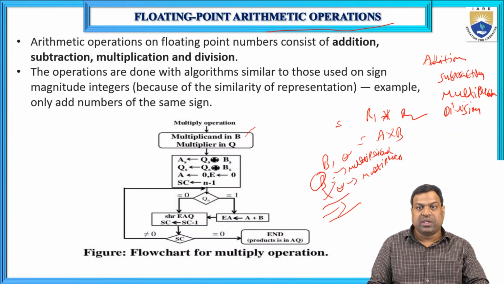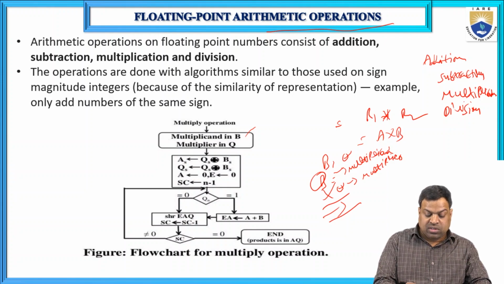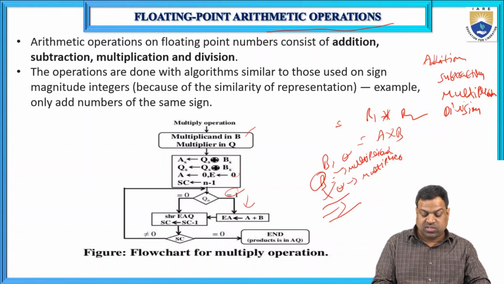Multiplicand and multiplier. So A tends to QS into BS, Q tends to QS into BS, 0 tends to A and E tends to 0. A is the accumulator and SC tends to N minus 1. Here if the condition is equal to 1, it goes to the effective address EA equal to A plus B, then shift right EAQ and SC tends to SC minus 1. So it is a flowchart of the multiply operation with a multiplicand and multiplier.